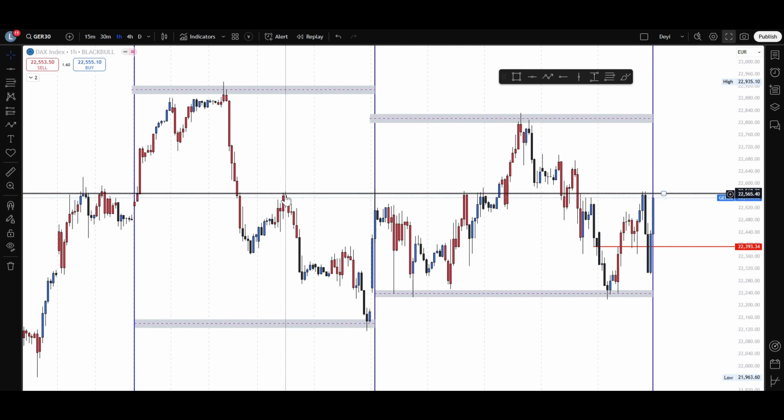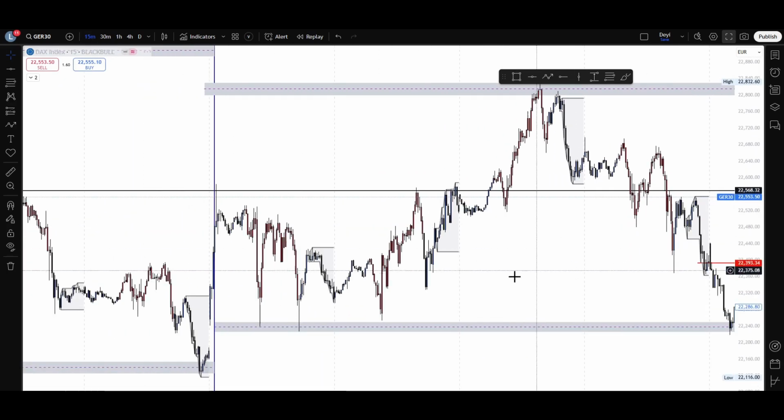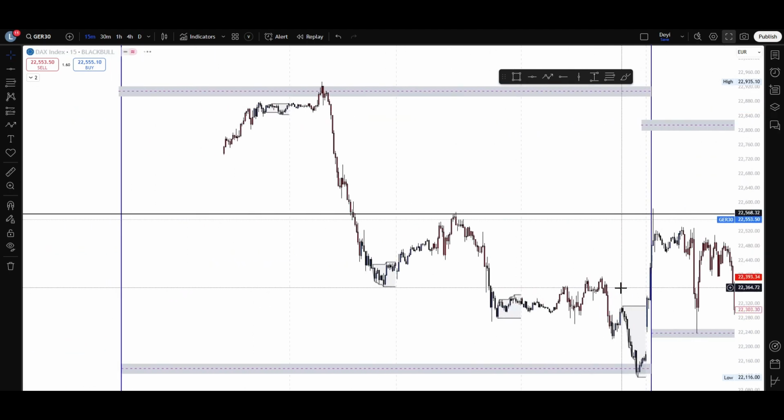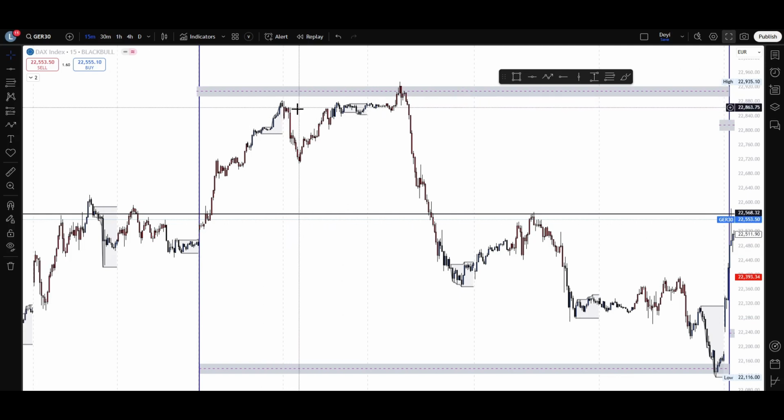Yes, you see it's 12 a.m., and the market just dropped there. And then remember, there's something about the Asian high and low. So if you see here, we have the Asian high, and the Asian low over here as well.